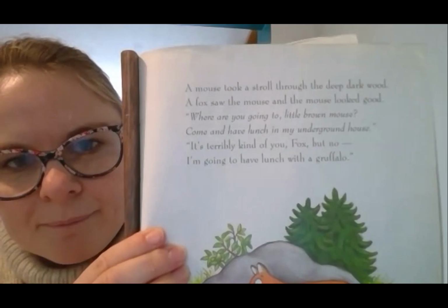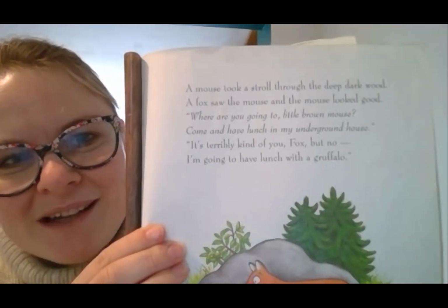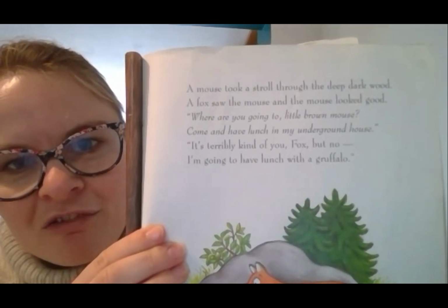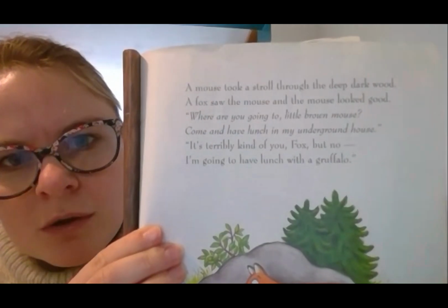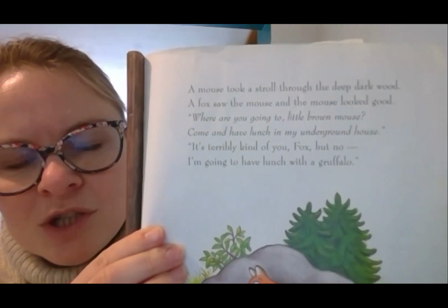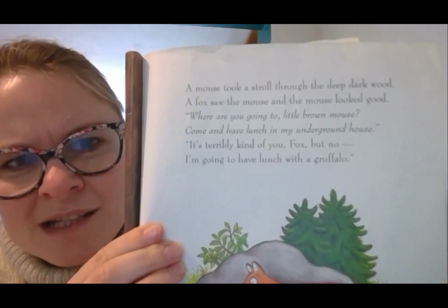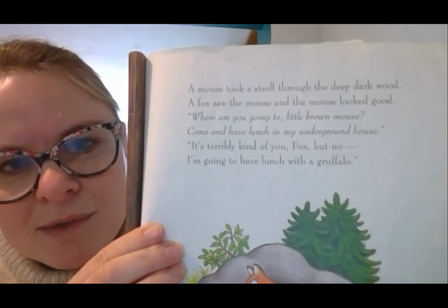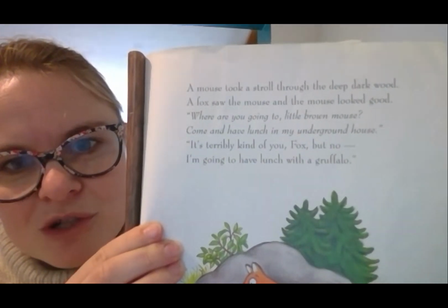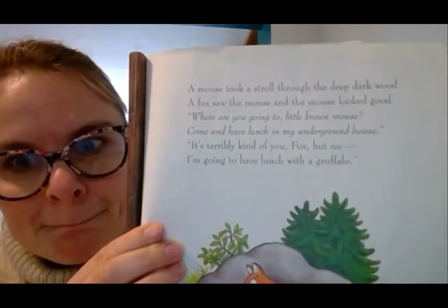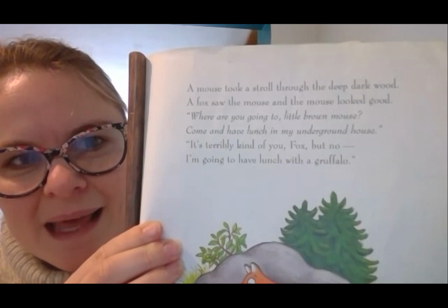A mouse took a stroll through the deep, dark wood. A fox saw the mouse and the mouse looked good. Oh, in those two sentences, is there an expanded noun phrase? A mouse took a stroll through the deep, dark wood. A fox saw the mouse and the mouse looked good. Pause the video, have a think. Is there an expanded noun phrase in there?